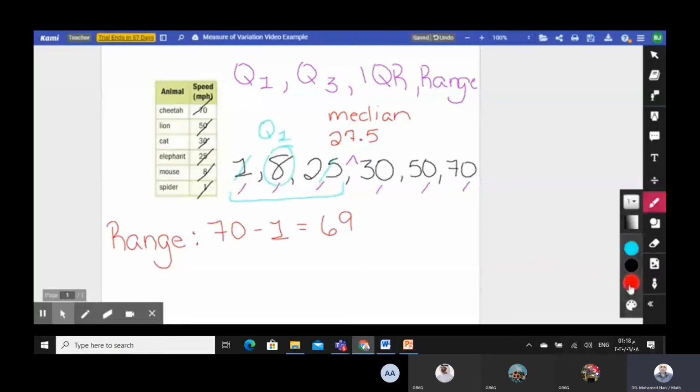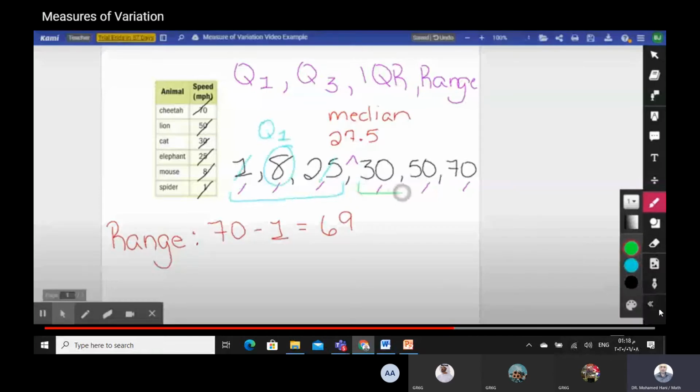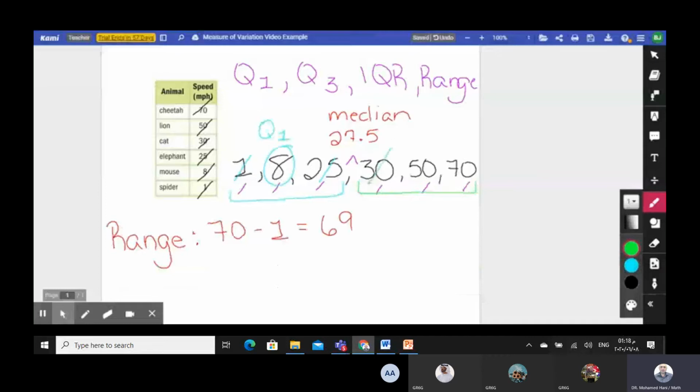We're going to do the same thing for Q3 over here on the other side. We're going to take all the numbers that are larger than the median. We only have 3, so we can just take off 1 from both sides, and we're left with 1 number in the middle, Q3. So now we've taken care of Q1, we've taken care of Q3, we've taken care of range.